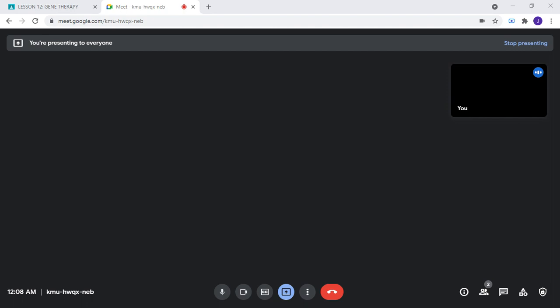Okay, so before I discuss gene therapy, let me first read the learning objectives. At the end of this lesson, the student should be able to describe gene therapy and its various forms, and the student should be able to assess the issues, potential benefits, and detriments to global health. Okay, so let's start with gene therapy.